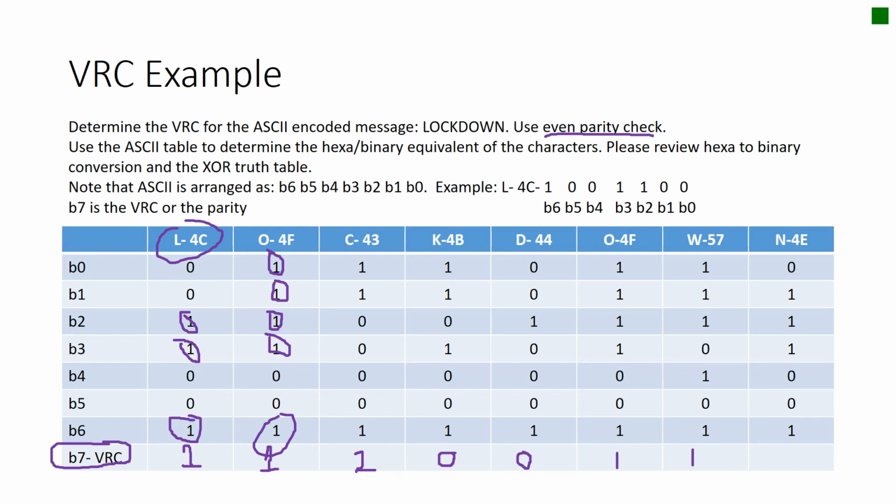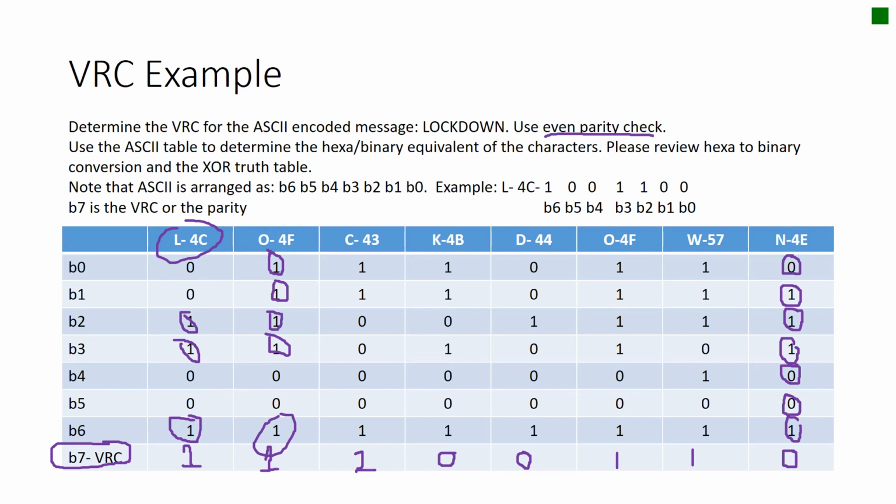Okay. Now, for the last character N, instead of simply counting the number of ones, let us try to use XOR. Okay? 1 XOR with 0 is 1. 1 XOR with 0 is 1. 1 XOR with 1 is 0. 0 XOR with 1 is 1. 1 XOR with 1 is 0. 0 XOR with 0 is 0. Again, the result of XORing the bits in your character is your VRC.